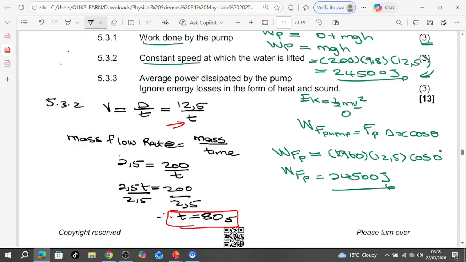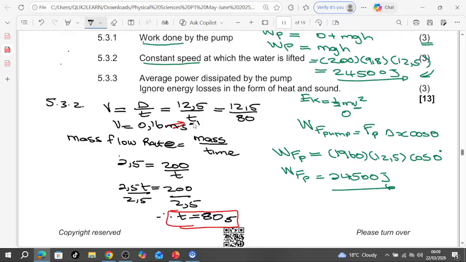So now this will be 12.5 divided by 80, and what will be the constant speed? So when I put this on the calculator, I get my constant speed V to be equal to 0.16 meters per second.